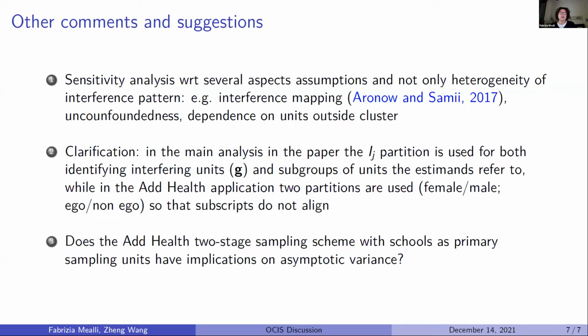Very final, possibly minor comments and suggestions. First of all, you suggest conducting sensitivity analysis with respect to the heterogeneous interference pattern. But I'm suggesting that you maybe also perform sensitivity analysis with respect to other assumptions that you are making, namely unconfoundedness, dependence on units outside the cluster, and so on.